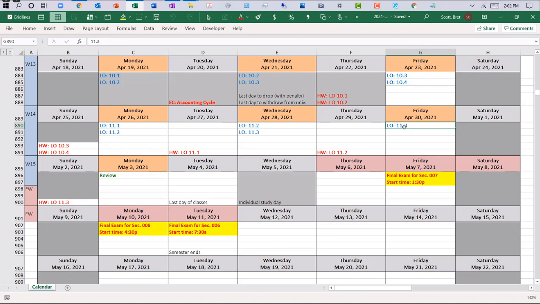Chapters 10 and 11 seem pretty straightforward, with the exception probably of 11.3. That's a bit of a challenging part of the statement of cash flows, just understanding where things go and how to construct the statement of cash flows. We have plenty of time to get through the material, so just make sure that you're getting this information down as well as possible, and reach out to me if you need help.